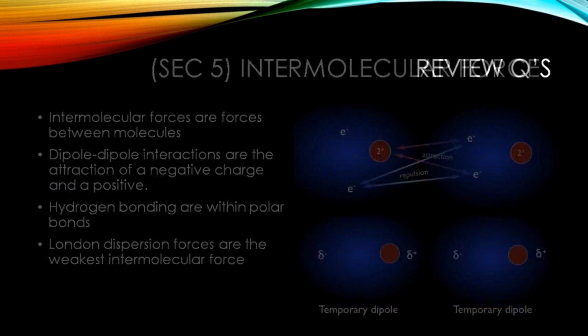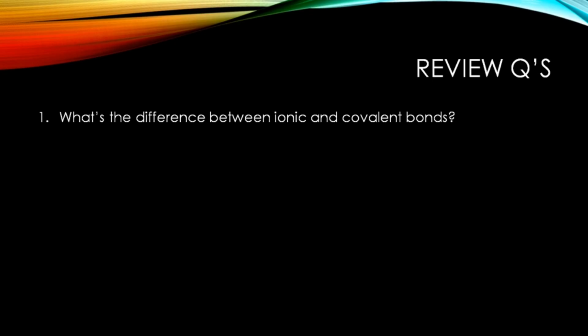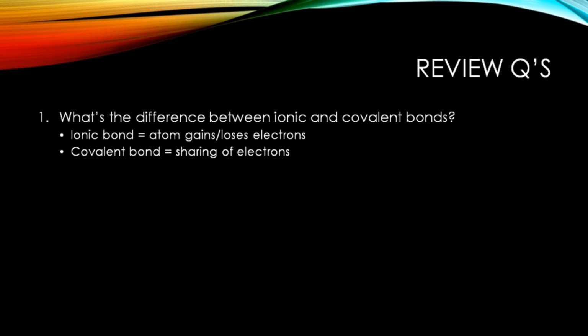Now that you know the basics of chemical bonding, let's try some review questions. First question: what is the difference between ionic and covalent bonds? Time's up. Remember, ionic bonds form when atoms gain or lose electrons to the atom it bonds to. Covalent bonds form when electrons are shared between atoms.